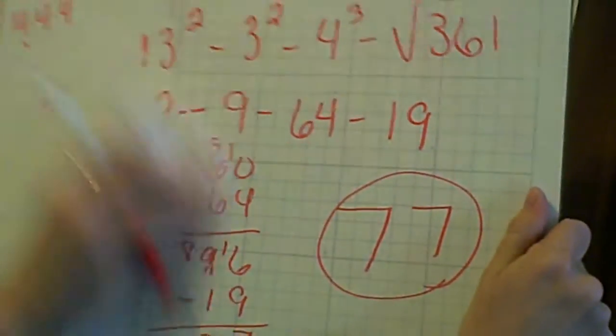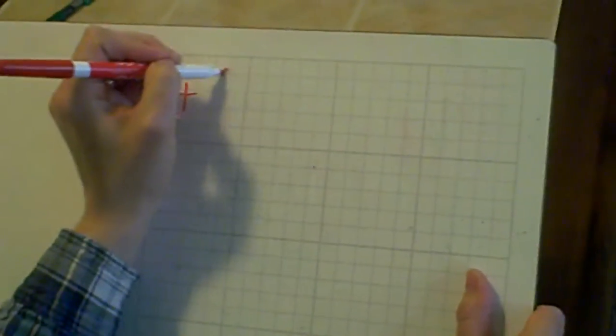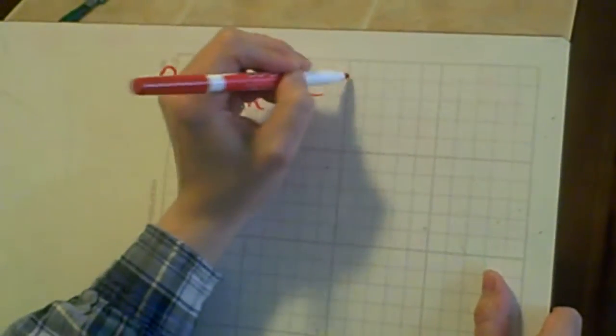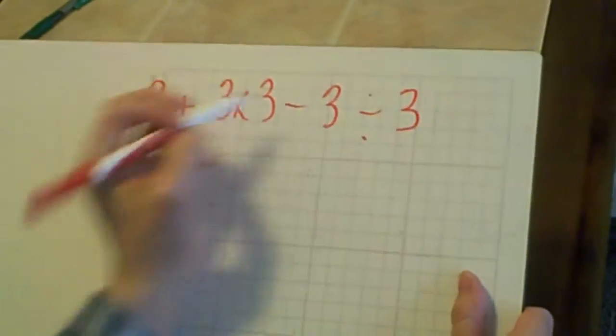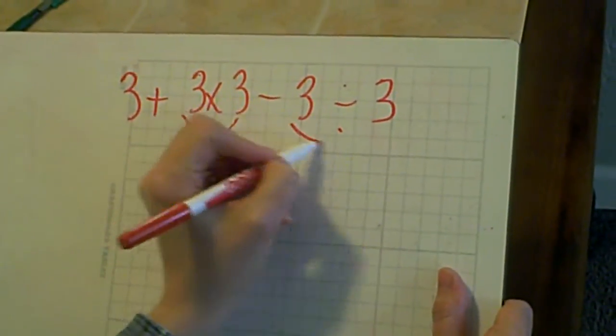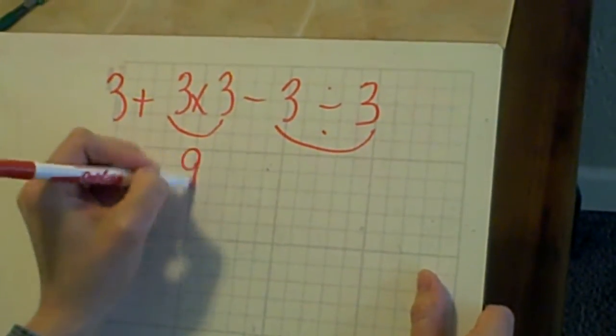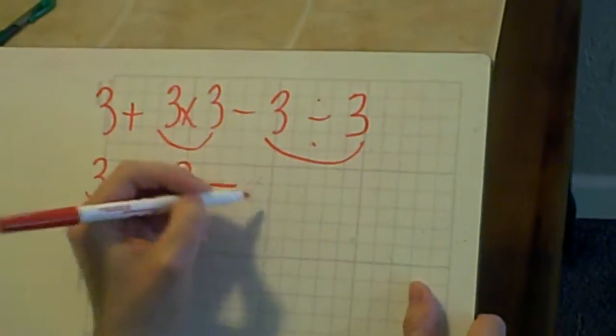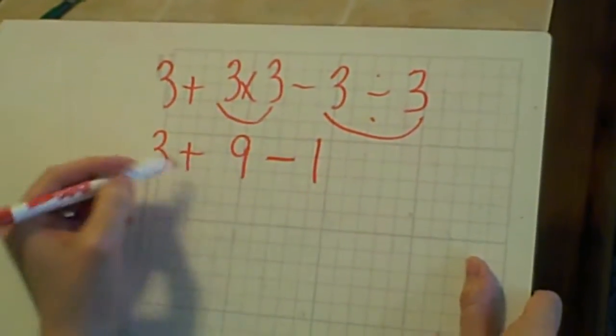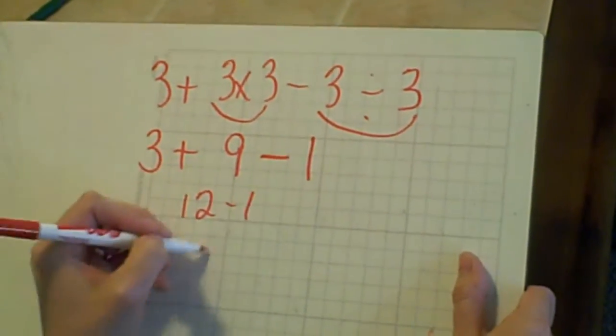Okay, let's look at number 16. We have 3 plus 3 times 3 minus 3 divided by 3. Remember to do your multiplying and the dividing first. So I'm going to write 3 plus 3 times 3 is 9, then minus 3 divided by 3 is 1, and then left to right. 3 plus 9 is 12, minus 1 is 11.